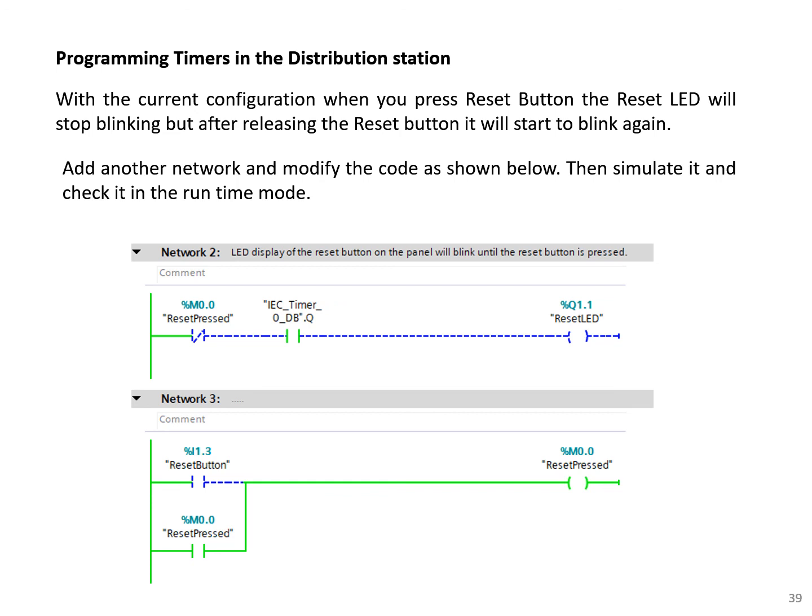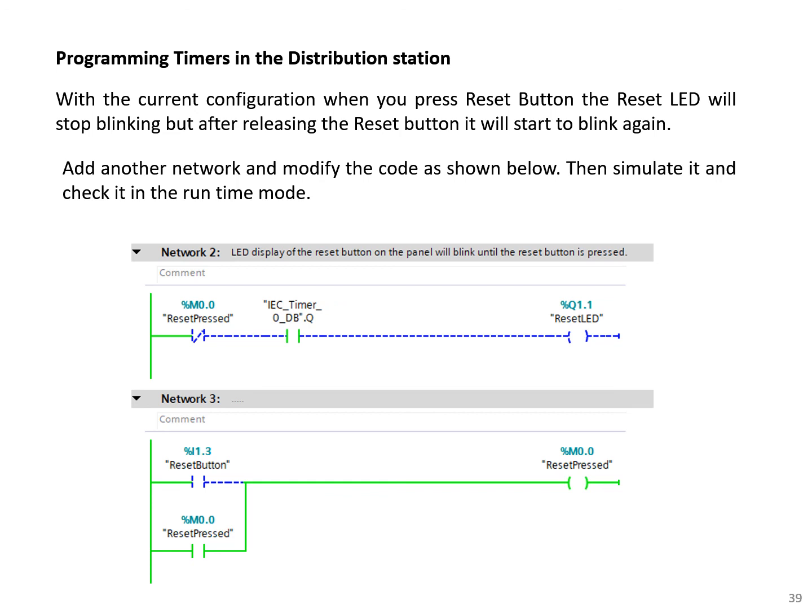With the current configuration, when you press the reset button, the reset LED will stop blinking, but after releasing the reset button, it will start to blink again. Add another network to modify the code as shown below, then simulate it and check it in the runtime mode.